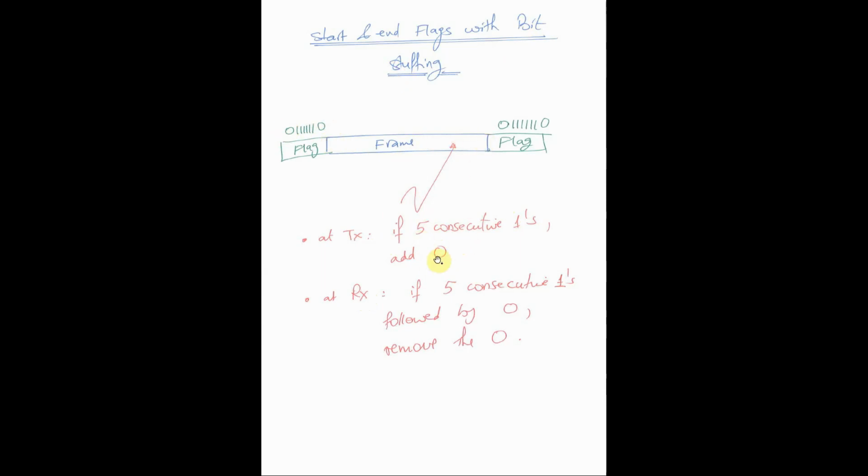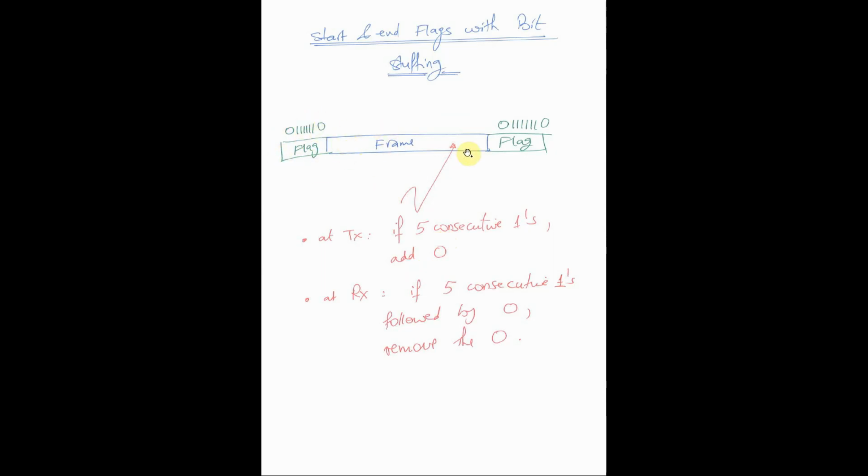So this is what happens at the sender. If there are any 5 ones, add a 0 and then transmit. The whole thing is transmitted. If the receiver receives the frame, of course, it recognizes the start and end of the frame through the flags, which have 0, 6 ones followed by 0. Of course, we don't add the 0 here. This additional 0 is not inserted here because the whole idea is that we keep the flag untouched.